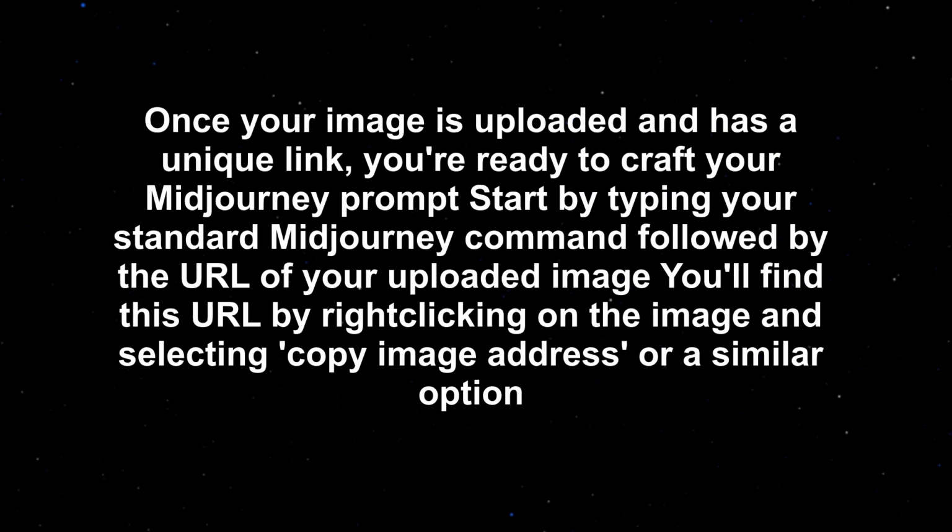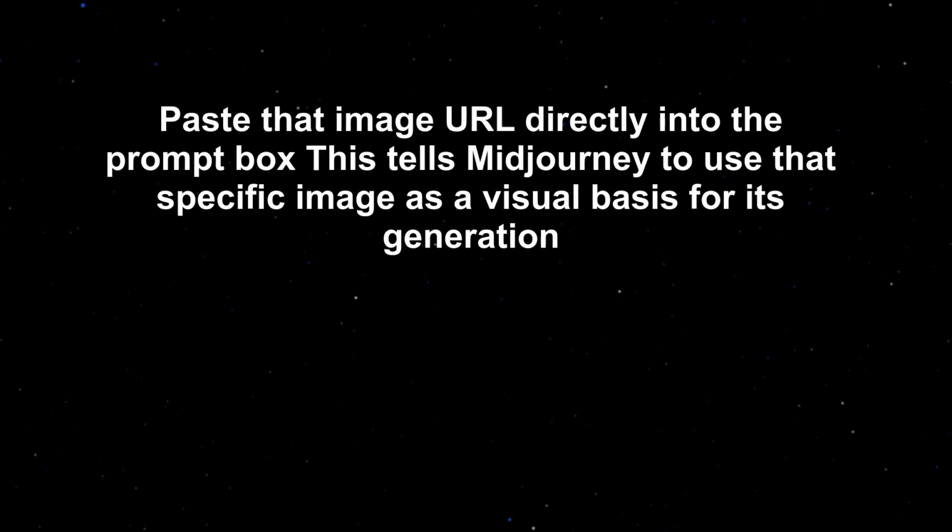Start by typing your standard Midjourney command followed by the URL of your uploaded image. You'll find this URL by right-clicking on the image and selecting Copy Image Address or a similar option. Paste that image URL directly into the prompt box. This tells Midjourney to use that specific image as a visual basis for its generation.